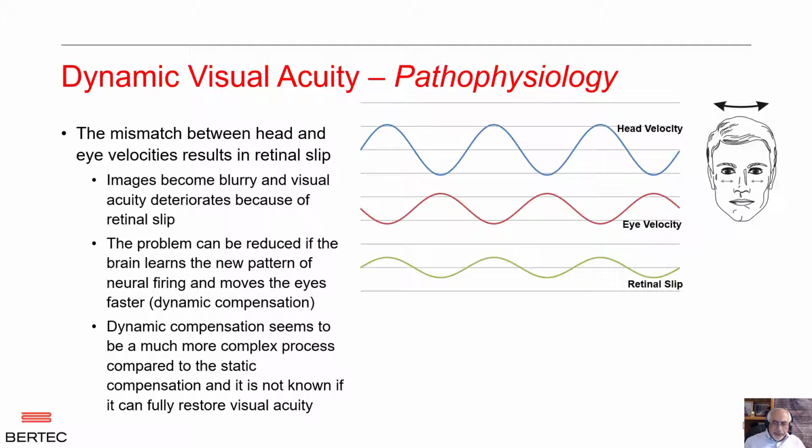The amplitude of retinal slip can be reduced if the brain learns the new pattern of neural firing and moves the eyes faster in response to head movements. This is the next milestone in the recovery, and it represents dynamic compensation. Dynamic compensation seems to be a much more complex process compared to the static compensation, and it's not known if it can fully restore visual acuity.